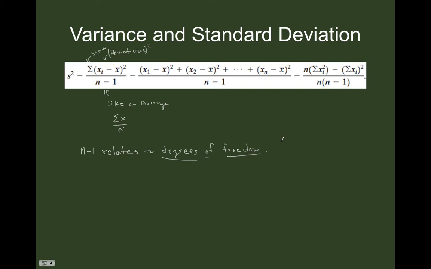The way I think about degrees of freedom in this application is, notice that the sample mean is part of the calculation for s squared. And by the way, I should also mention that notationally, s squared is the notation we use for something called the sample variance.